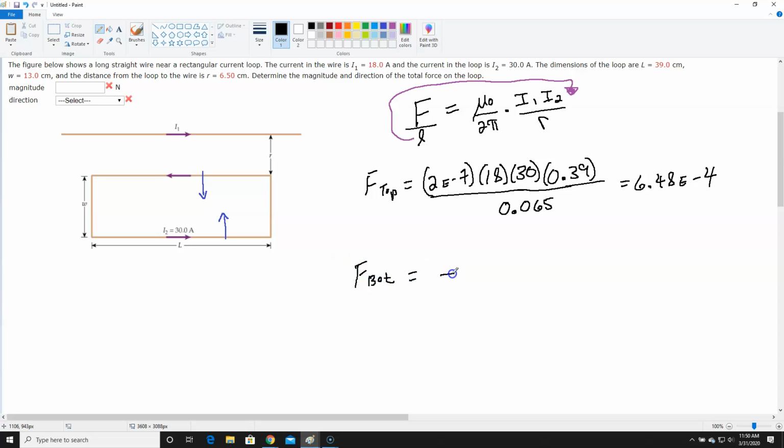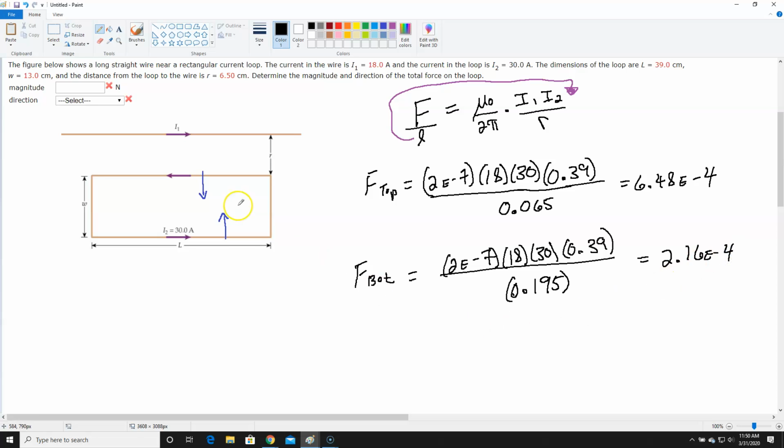The force on the bottom, same equation. The only thing that's going to change is the separation distance. Instead of being 6.5 centimeters, it will be 6.5 centimeters plus the additional 13 centimeters, bringing it up to 19.5 centimeters, or 0.195. And the result here is 2.16e negative 4.